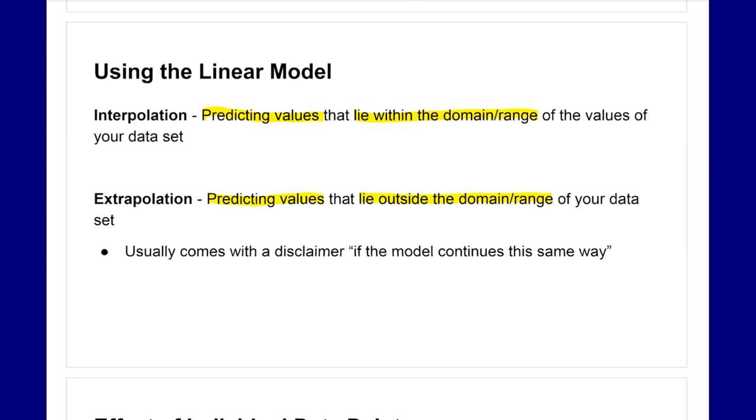We don't know what's going to happen. We don't know if the model is going to continue. Maybe there's a threshold. Maybe there's a peak that causes it to level out. So that's why we have that disclaimer, because the model might not continue that way. It might drop or rise right after our last value. We don't know.